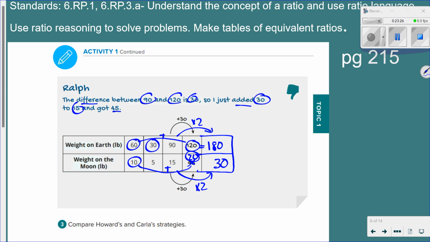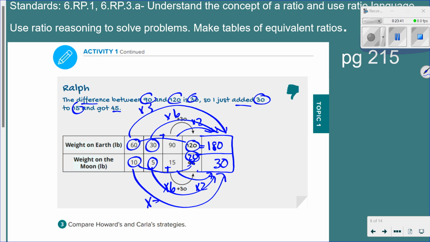I could have gone back to here and said 30 times 6, which would have been 5 times 6. I could have gone to 60 and said 60 times 3, which means I would have done 10 times 3. Are you starting to see how flexible these tables are? Yes. Okay? So this is really one of the beauties of the ratio tables, guys.